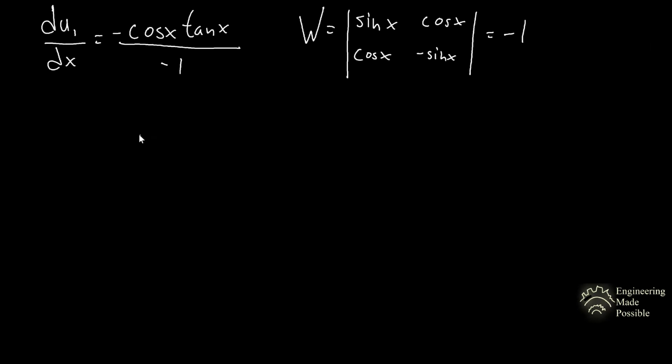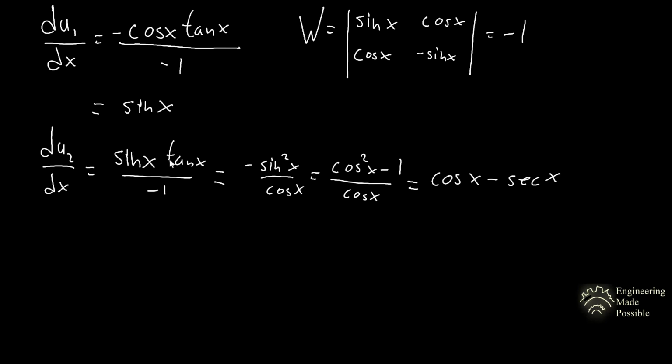So using the first formula, we have du1/dx is equal to negative cosine x times tangent x divided by the Wronskian. In this case, the Wronskian was negative 1. And from here, you can simplify it to just being sine x here, just sine x. So let's go ahead and do du2/dx. So we have sine x times tangent x divided by negative 1, and then you do some simplifications and you end up being cosine x take away secant x.